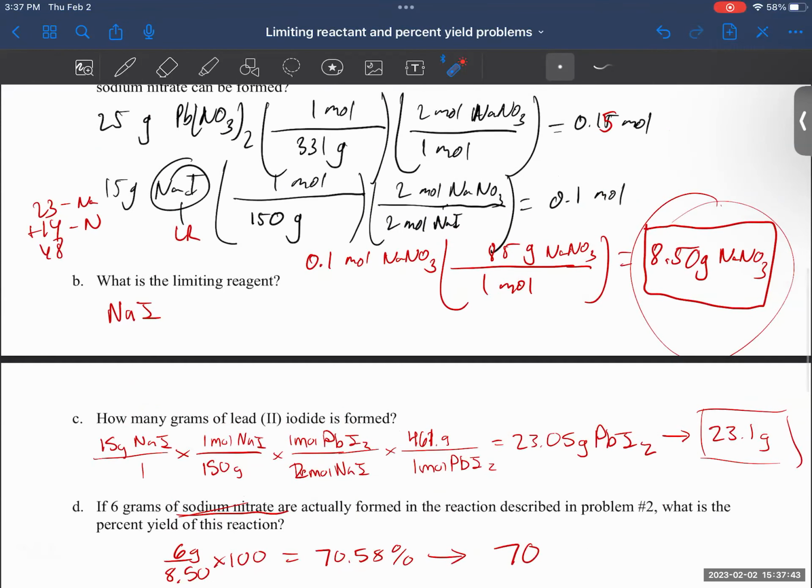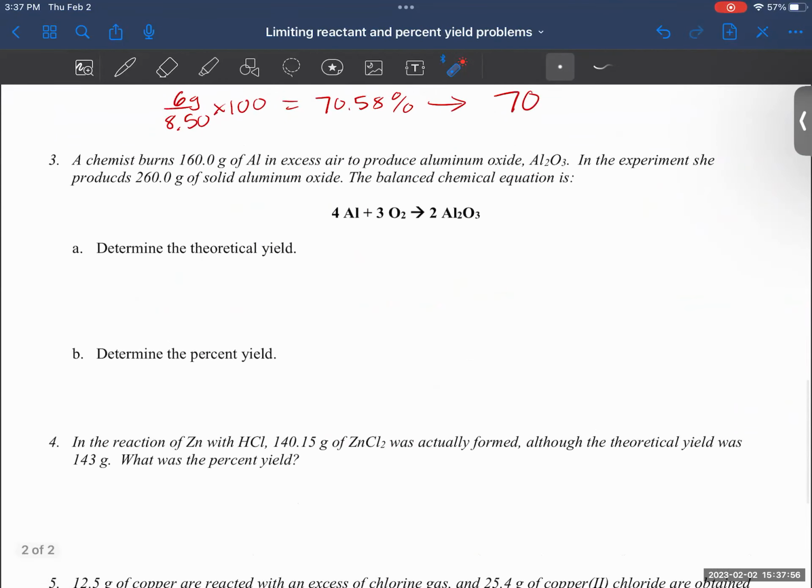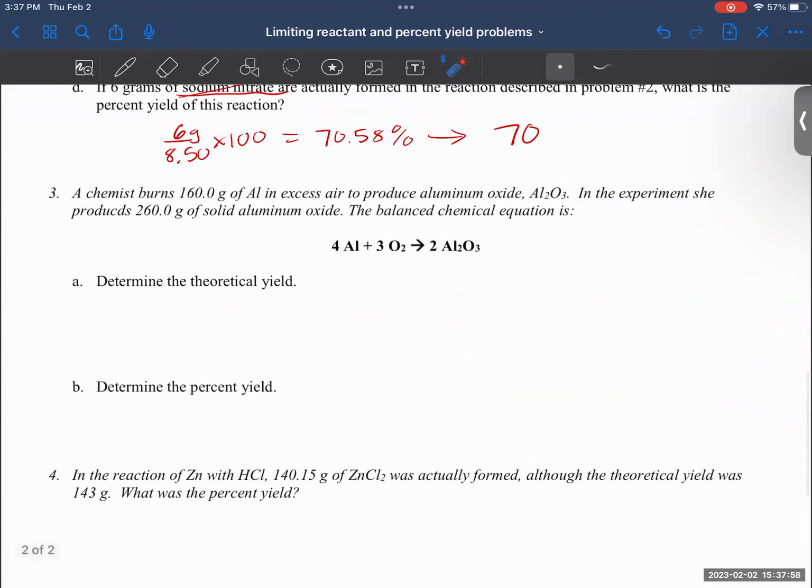Are there any questions on Zoom or in our very full classroom? No. Okay. All right, let's go ahead and do number 3. We'll give you about 5 minutes to do that one, and we'll work through it afterwards.